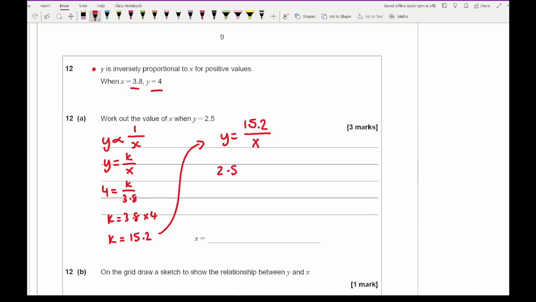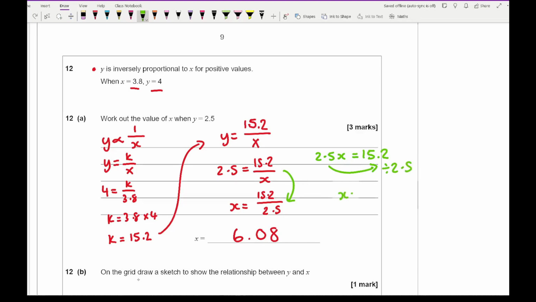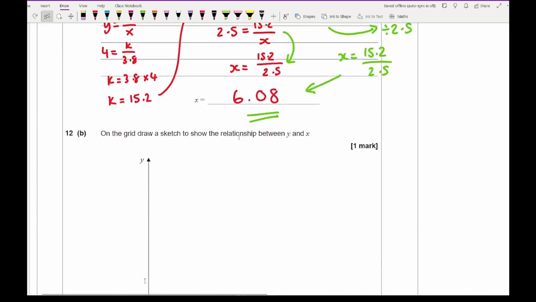So then substituting this, what we want to work out is x. So I've got 2.5 equals 15.2 over x. So x equals 15.2 over 2.5. And if I type that into my calculator, I get an answer of 6.08. Now, if you're not sure about how I've got from this to this, well, if I take the x over to the other side, I end up with 2.5x equals 15.2, and then I take my 2.5 over, so then x equals 15.2 over 2.5, which again gives me my answer of 6.08.